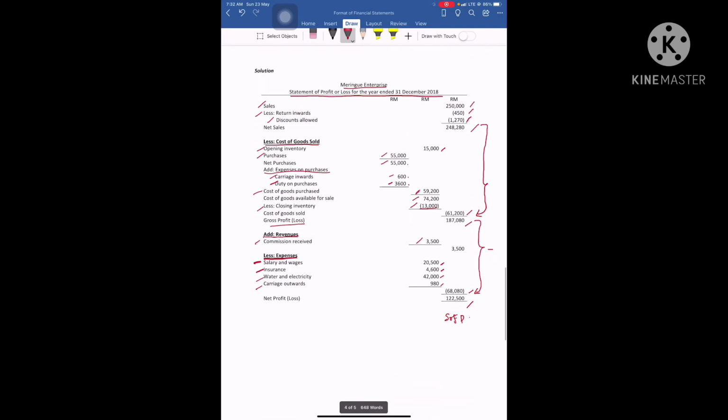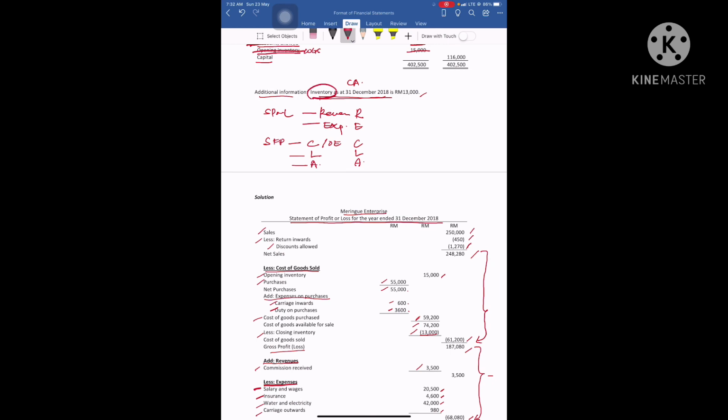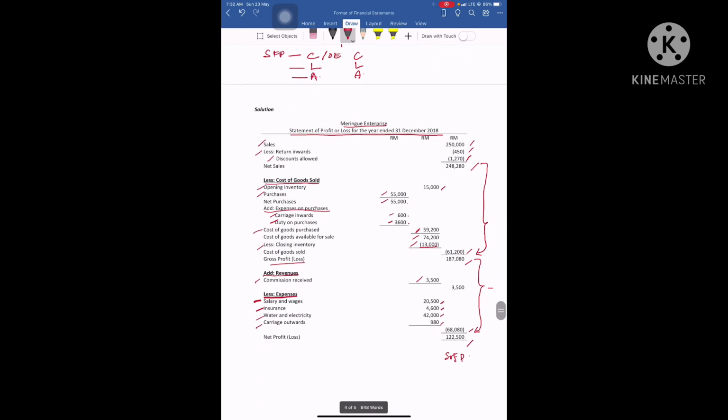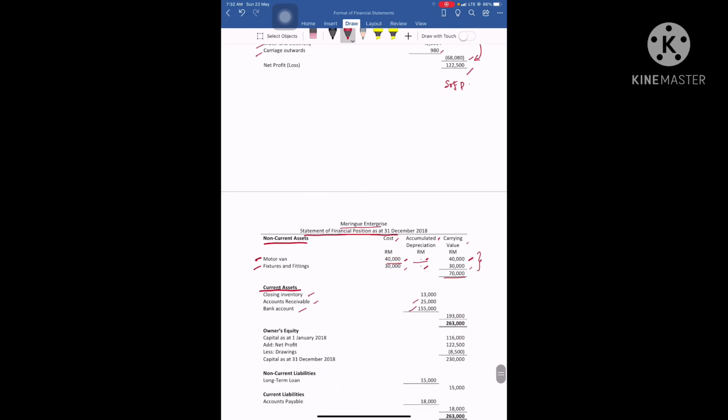And please bear in mind our information, we have the closing inventory and the value is 13,000. So this one also falls under current asset, closing inventory of 13,000. If we total the closing inventory of 13,000, the account receivable 25,000, and also our bank account 155,000, this is our total of current asset, which is 193,000. So we total up the two over here, and this is our total asset, 263,000.